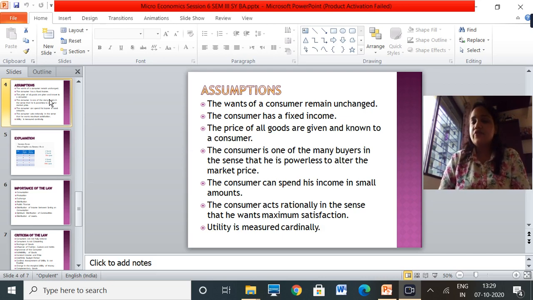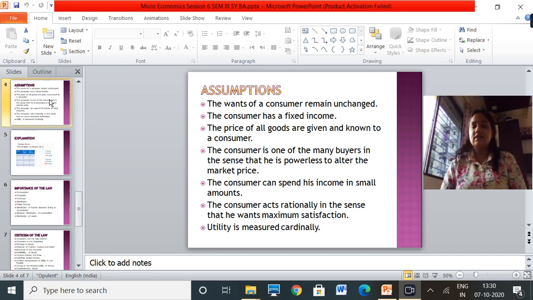The wants of the consumers remain unchanged. So the consumer should not change his wants. If he wants to test on ice cream, chocolate and bread, he should stick to that. He should not suddenly change into a different type of product. Why? Because we are testing this law. We are trying to understand this law. So let the wants of the consumer remain unchanged.